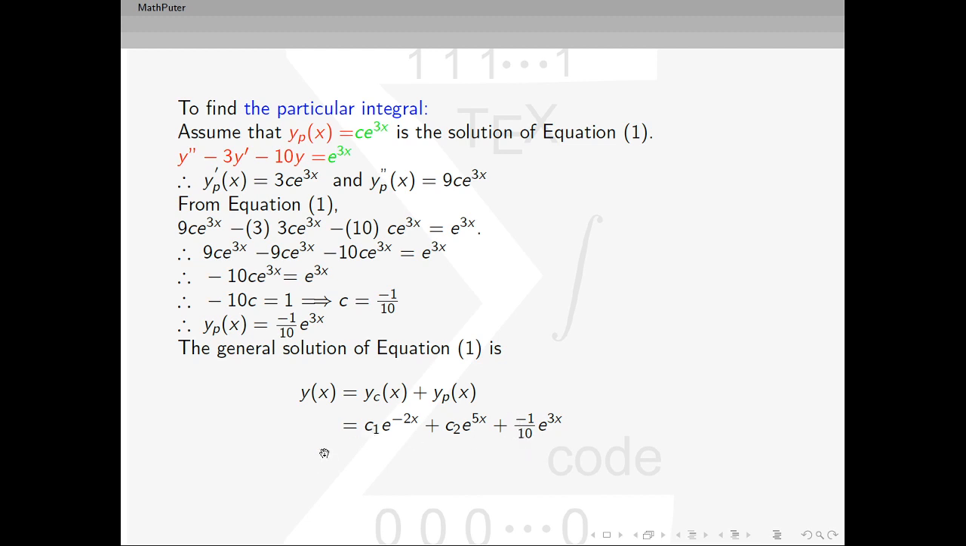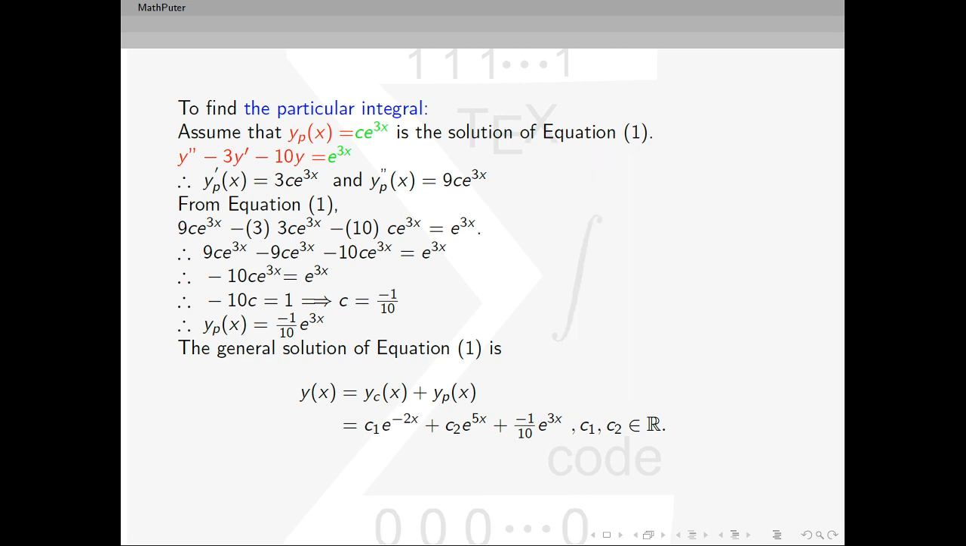Now let me concentrate on the solution. Look here. The solution has two constants, c1 and c2. This is a second order differential equation, and the solution of a second order differential equation always contains two constants, right? Yp is the particular integral. Keep in mind, the particular integral never contains an arbitrary constant. Here we have the fixed constant minus 1 upon 10 and the given function e raised to 3x. So this is the general solution where c1 and c2 are real constants.